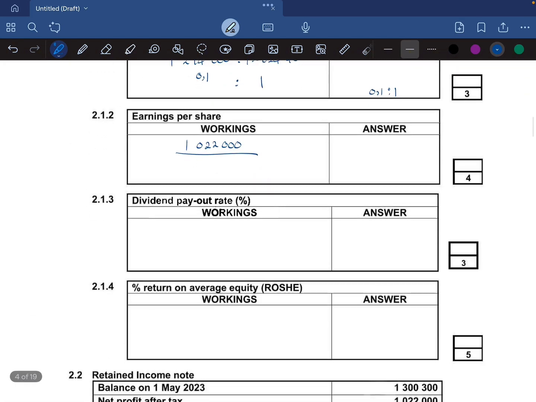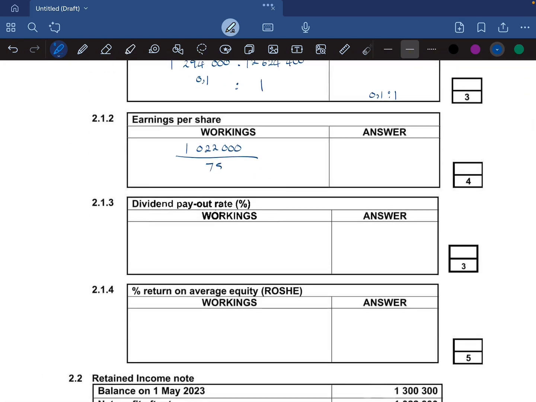Okay, so we know that here we have the 752, and then we'll multiply it by 100, and then that gives, let's see, 1,752,000, and then that is 135.90 cents. So that's 135.9 cents. Okay, so now we need to determine the dividend payout rate.